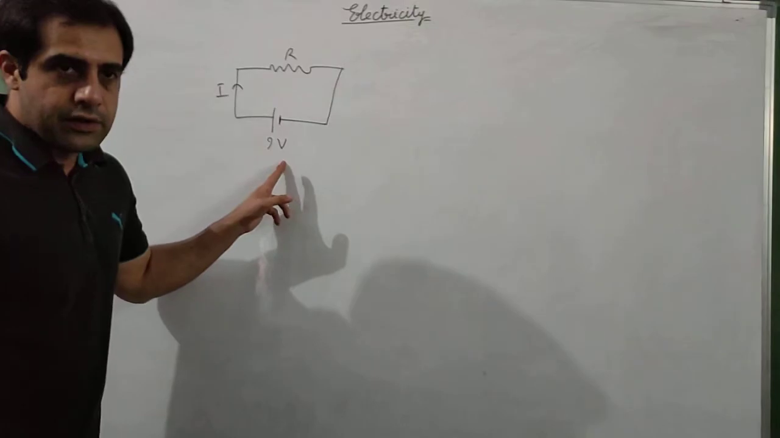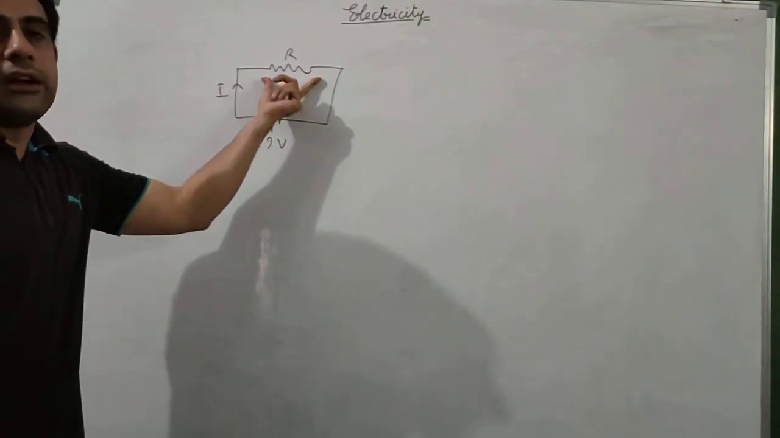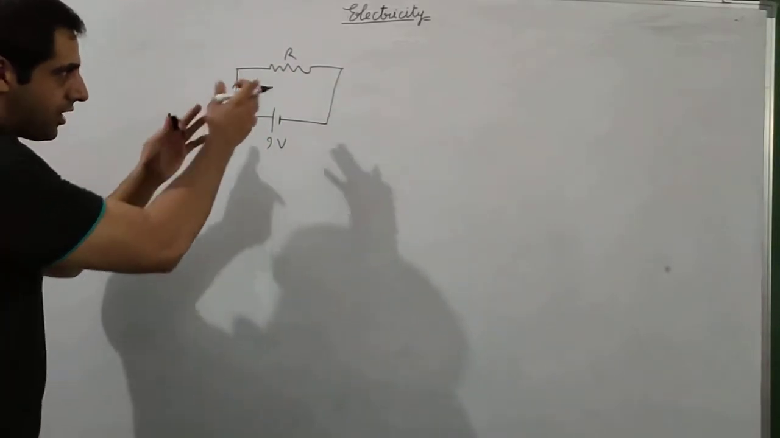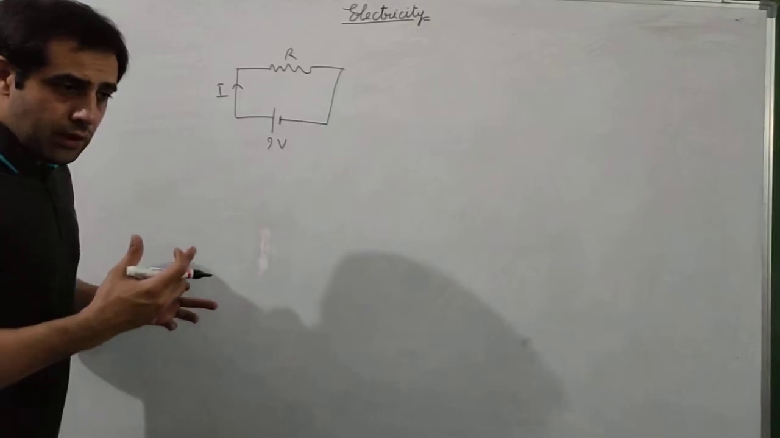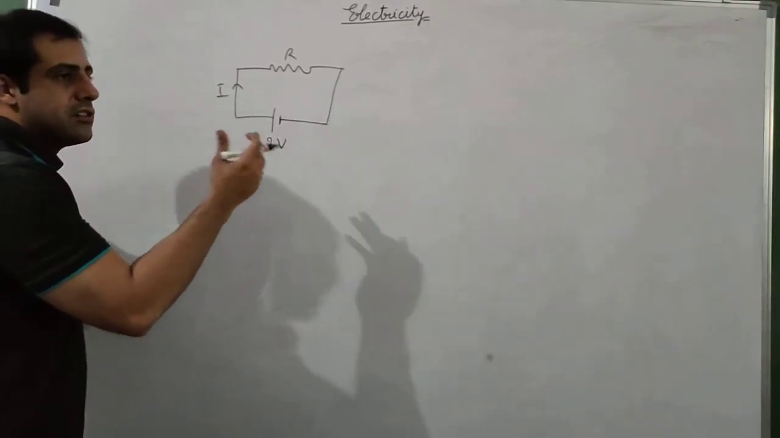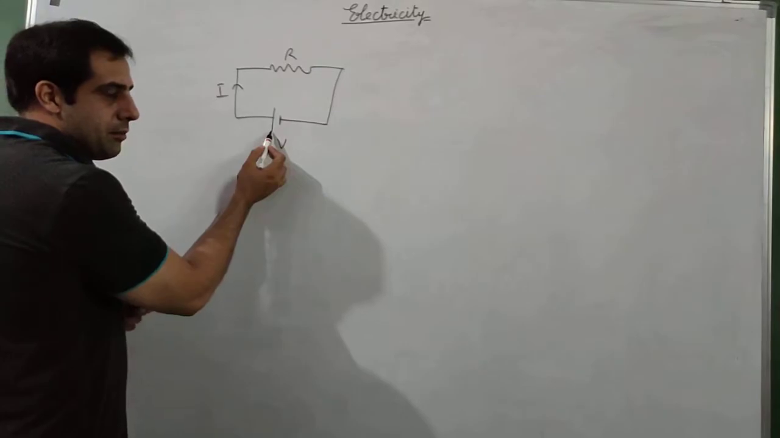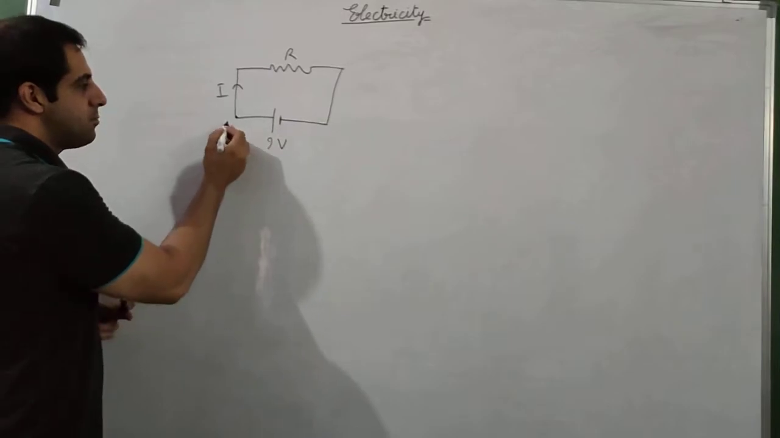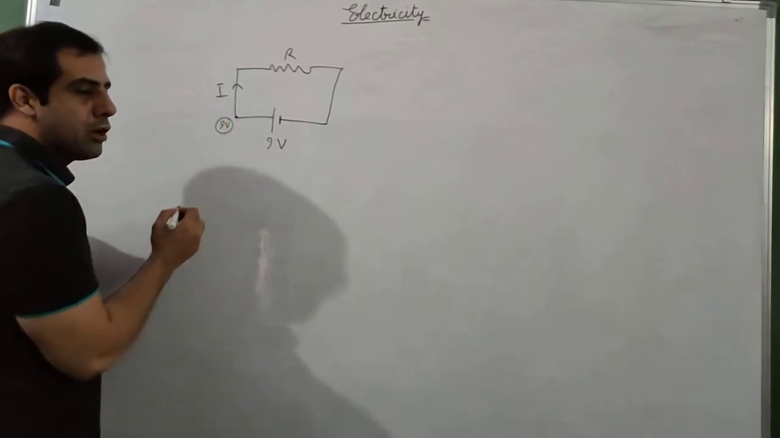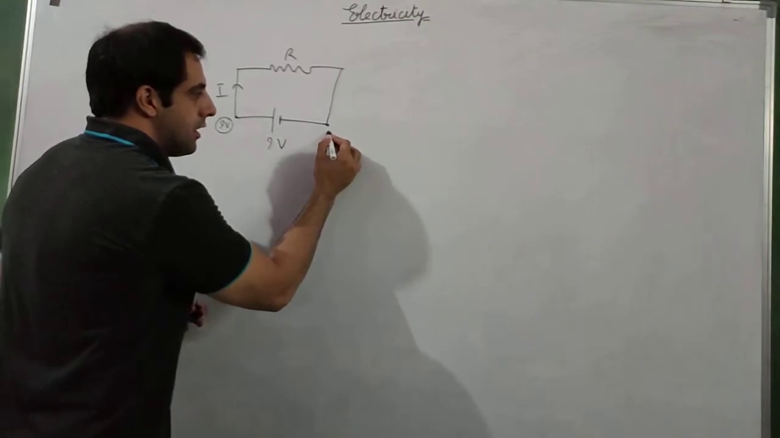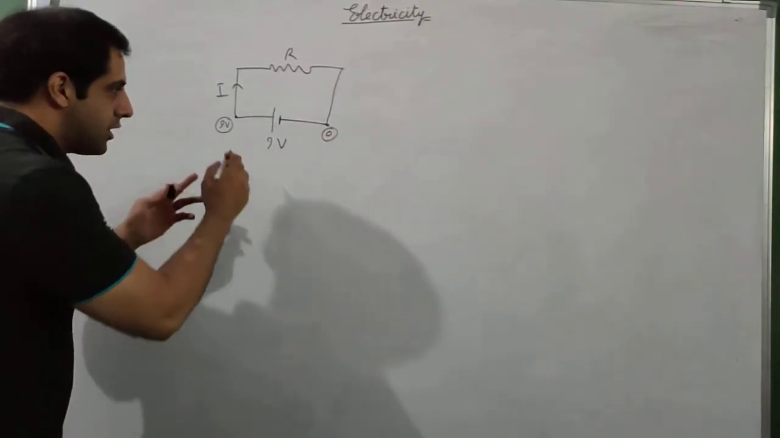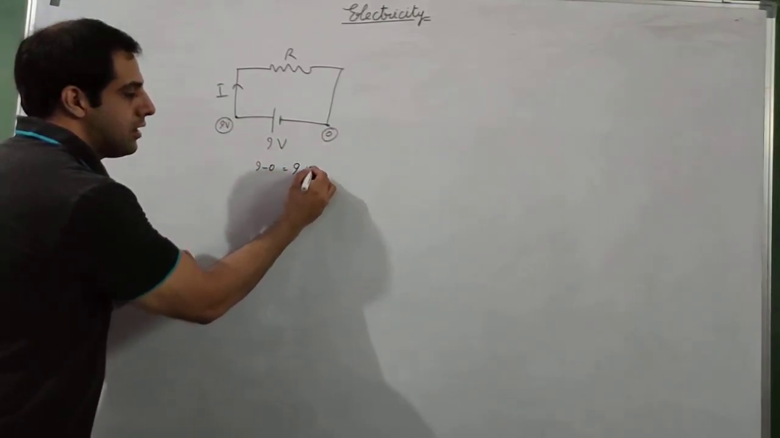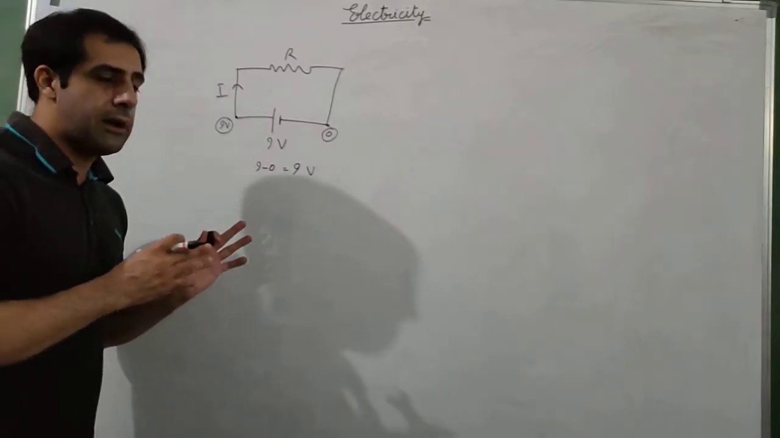Where is it creating this difference? It is creating this difference on the device connected, on the resistor connected. We can assume that if this is the positive terminal and the voltage is plus 9, then on this point there is a potential of 9 volt, and on this there is a potential of 0 volt, so that the potential difference across these 2 points becomes 9 minus 0 equals 9 volt. So this is what we mean by potential difference.